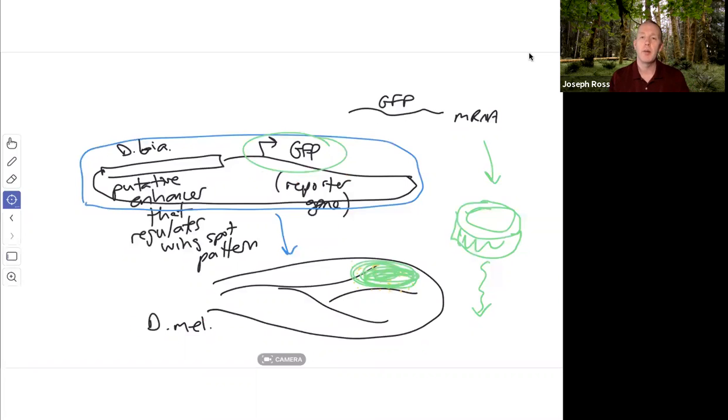So that's a little bit about immunohistochemistry and about the use of reporter genes to detect both the location of expression of proteins and also the regulatory sequences that drive those expression patterns.